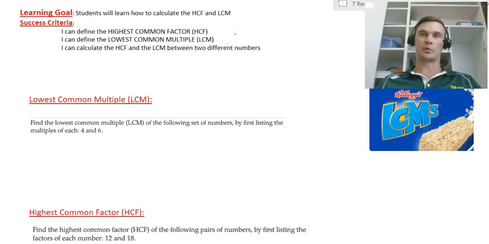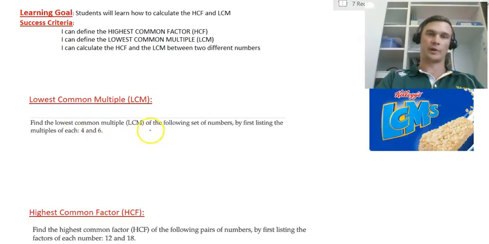So first off, let's move on to what the lowest common multiple is now. Lowest common multiple stands for LCM. It doesn't mean this delicious little Kellogg's muesli bar we have over in the corner. It's the way that we can find a common multiple, or the lowest common multiple, between two sets of numbers. So this is how we do this.